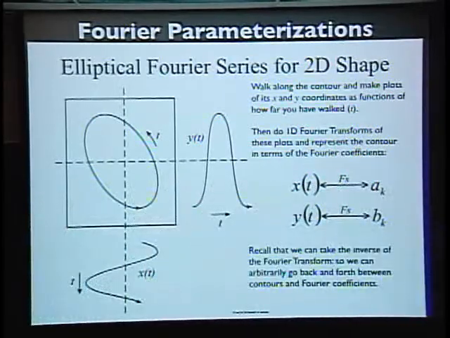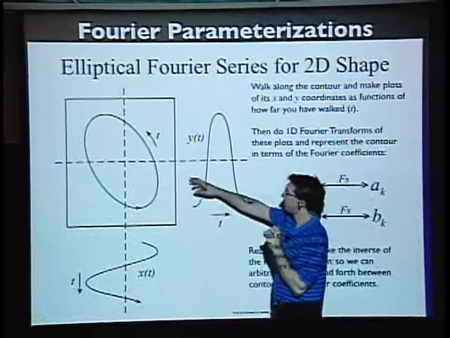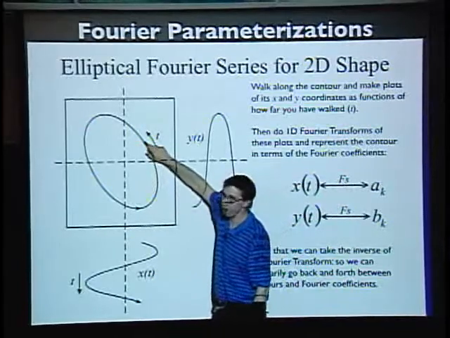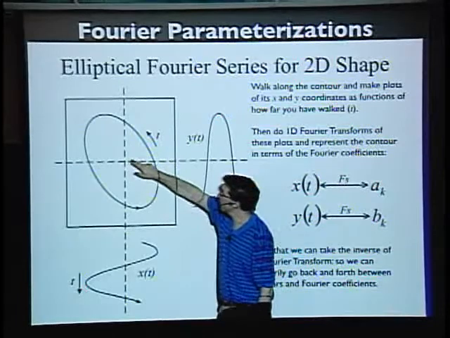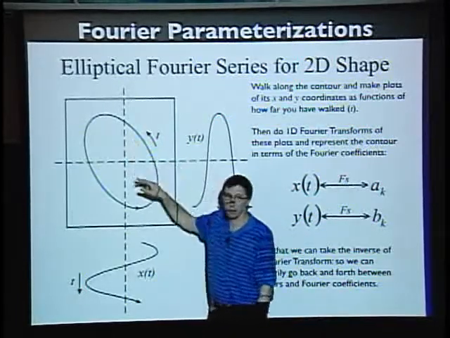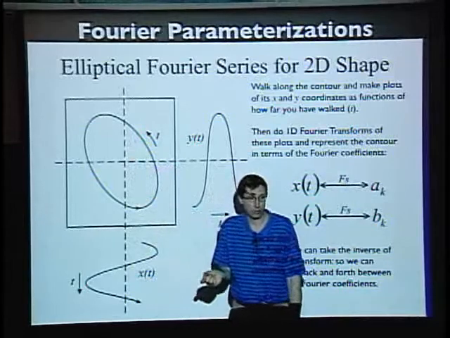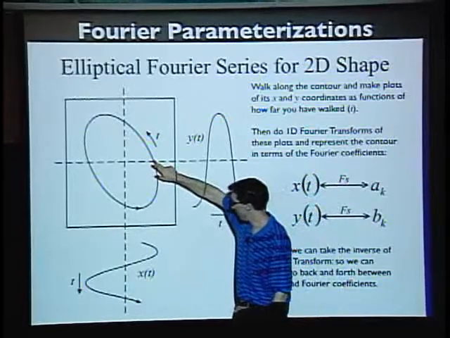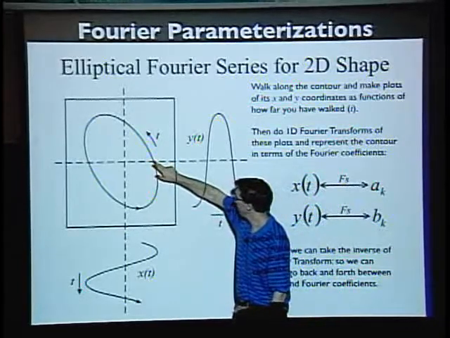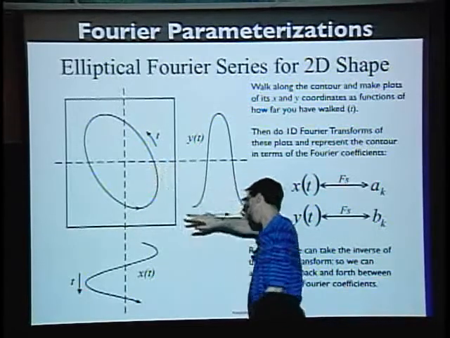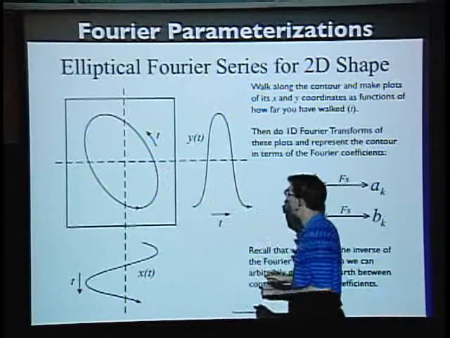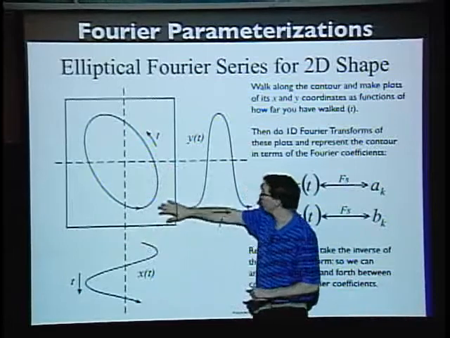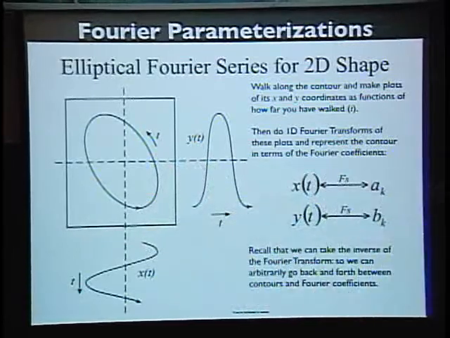you can imagine yourself walking along the contour, starting at, say, 3 o'clock over here, and walking along the contour. And for every step you take, you make a note of the x coordinate where you are and the y coordinate of where you are as a function of how far you have walked. So at the very beginning, your x coordinate is some medium high value, and the y coordinate is 0. So I kind of did that sideways, but what you can do is plot your x-coordinate as you're walking along in one plot and your y-coordinate as you're walking along in another plot.